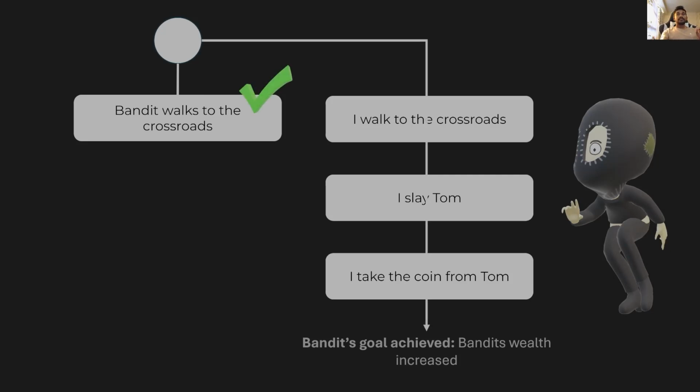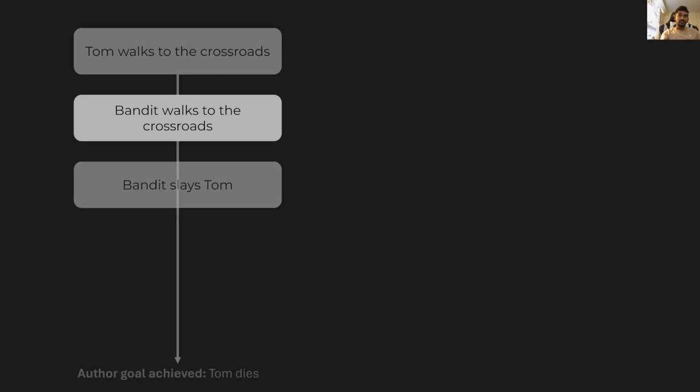Since the bandit walking to the crossroads can lead to plans where the bandit can increase his utility by achieving the bandit's goals, here is why this makes narrative planning more complex than classical planning. This needs to be done for every action according to agents' beliefs, which are also updating as the world around them changes, according to all the actions taken by each agent.